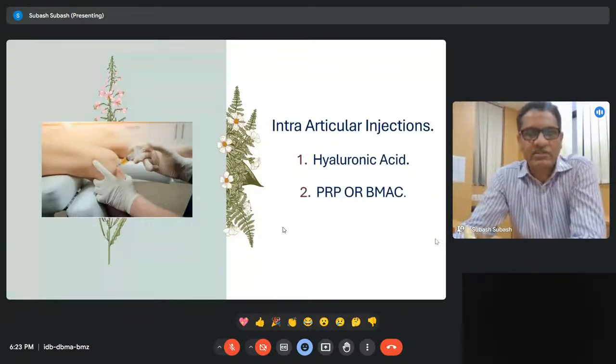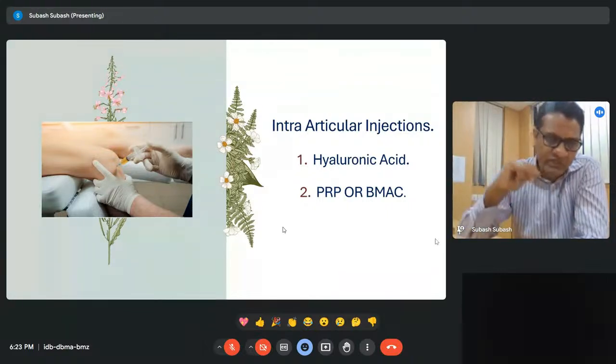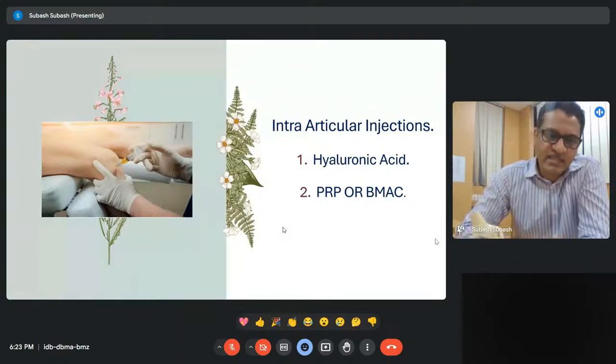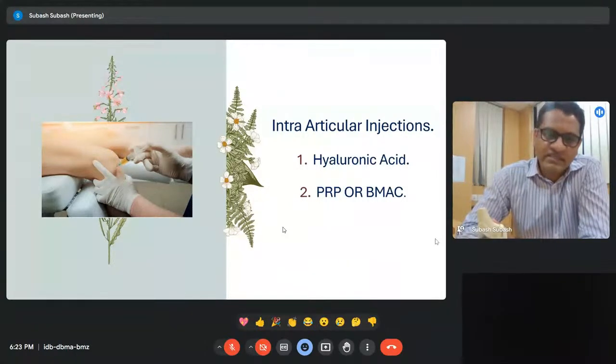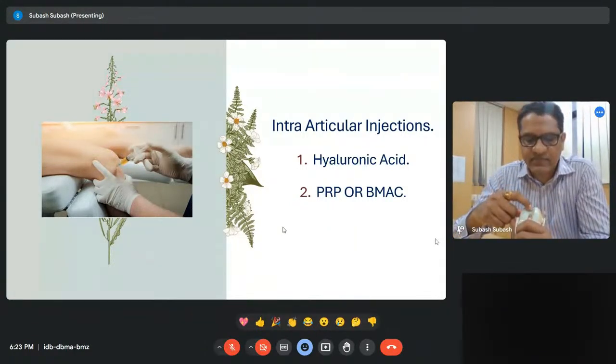So intra-articular injections seem to help in certain populations, PRP and BMAT. Who are these populations who can benefit? They are the people who are in the early stages, grade 1 and grade 2 osteoarthritis. So grade 1 and grade 2 are the early stages of osteoarthritis. It's like early cracks in the cartilage.